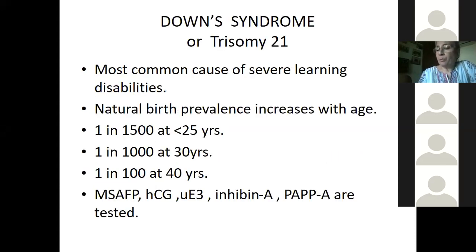Now another important condition in which we do prenatal screening is Down syndrome, that is trisomy 21. Because trisomy 21 affects lots of females, and it has a direct relationship with the maternal age, as the age increases. And the presentation of this Down syndrome is very variable.